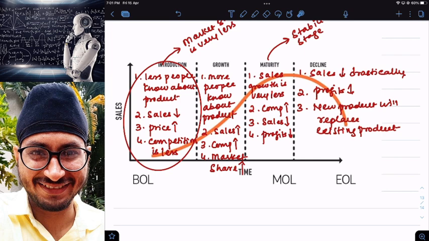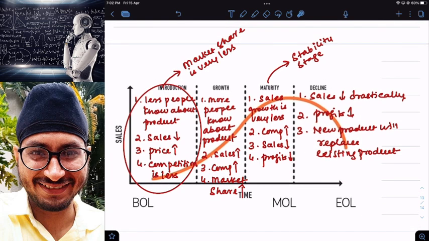And then in the decline stage, sales will not just fall, they will fall drastically. A huge fall in sales will be there, because of which my profits are reducing and my complete company is getting impacted. That is why I will launch a new product, and this new product will replace my existing product. So any doubts in this one, sir?